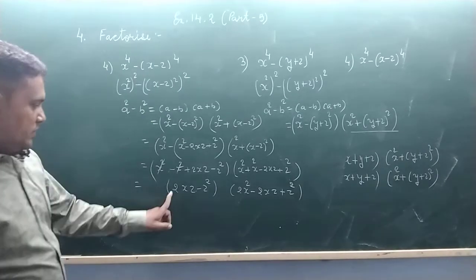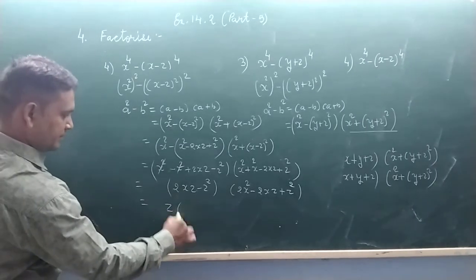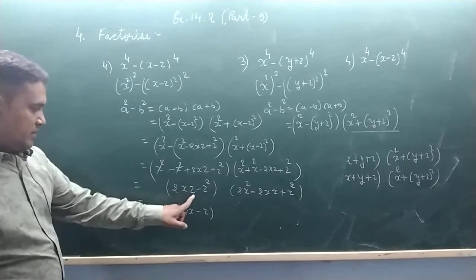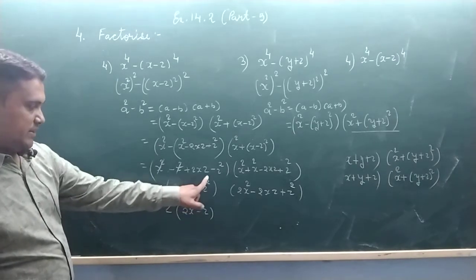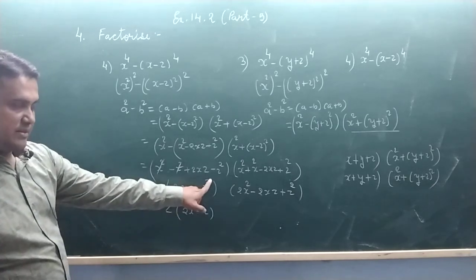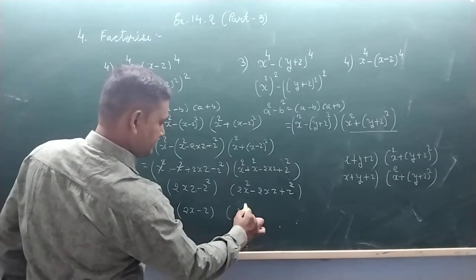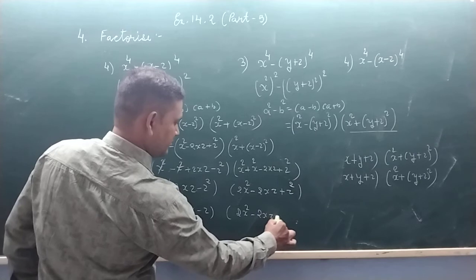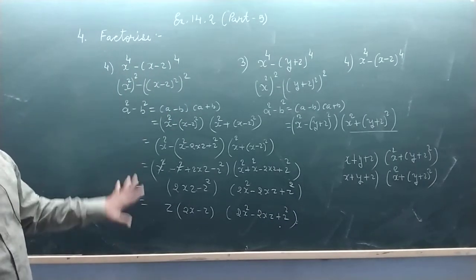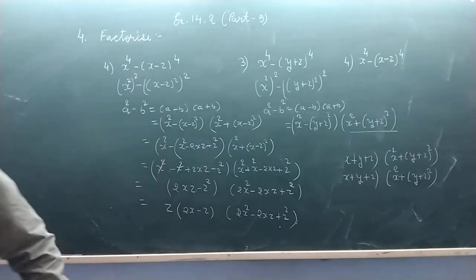Okay. Now here you can see students 2xz minus z square. So z we can take as common. Here z and here z, so remaining is 2x minus z. 2xz minus z square, so z we take common, so here 2x will remain. This is minus. From z square we take z as common, so z will remain. And here 2x square minus 2xz plus z square. So this is your factorization work of x power 4 minus x minus z whole power 4. Thank you.